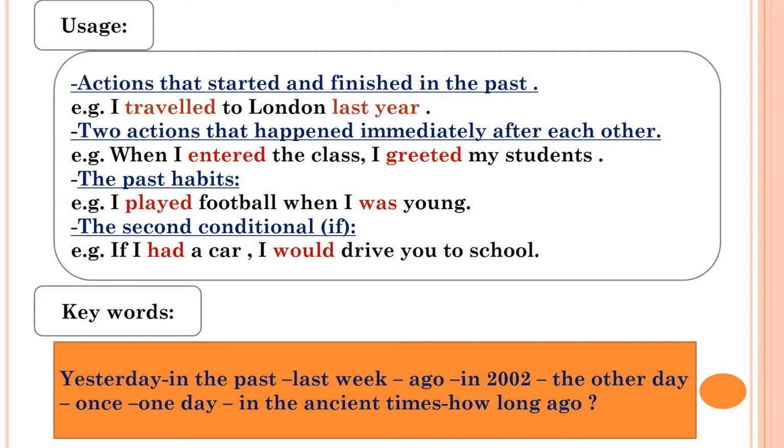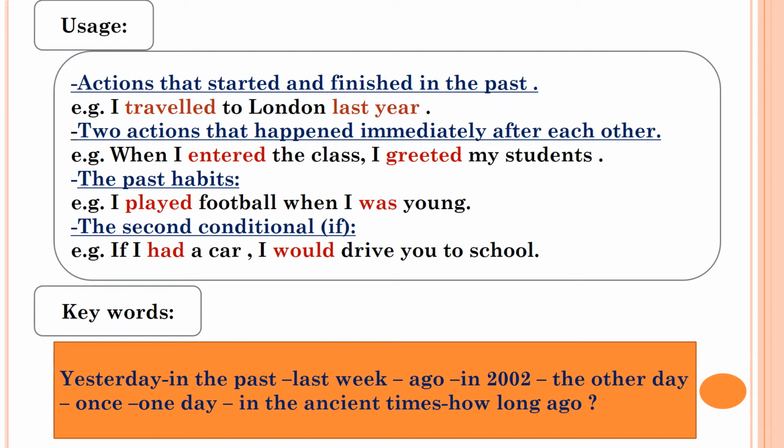When we talk about past habits, actions that you used to do in the past, but now I don't do them, I can use the past simple too. Such as, I played football when I was young. Now I don't play football. In the second form of conditional, if I had a car, I would drive you to school. Here I used the past simple.